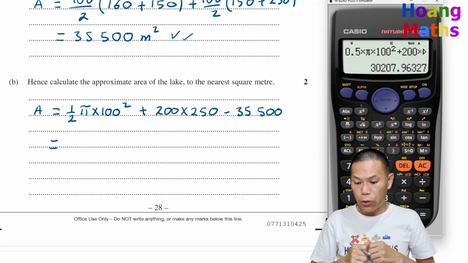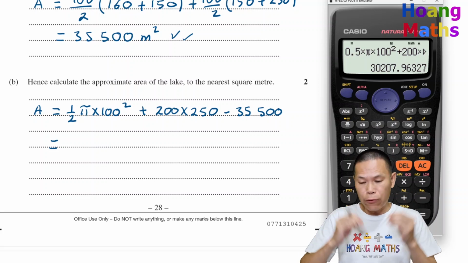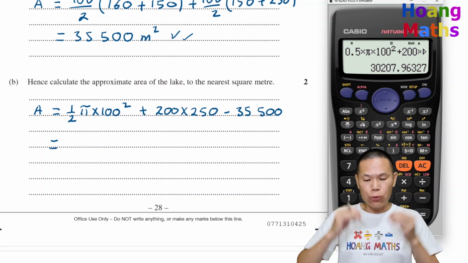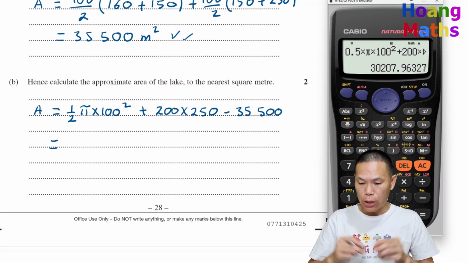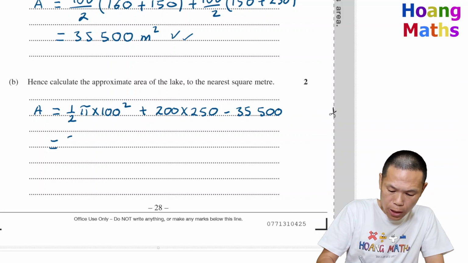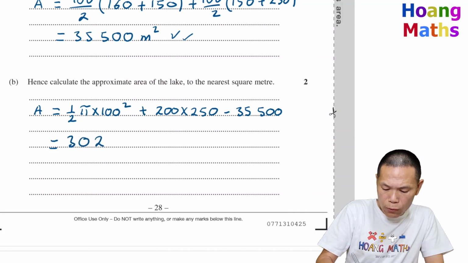There you go. So 30,207.96 and so on. We round to the nearest square meter. So 30,207. So 30,208 square meters.